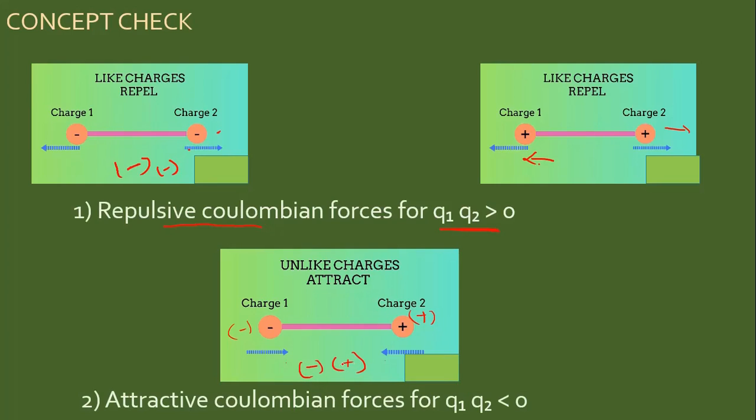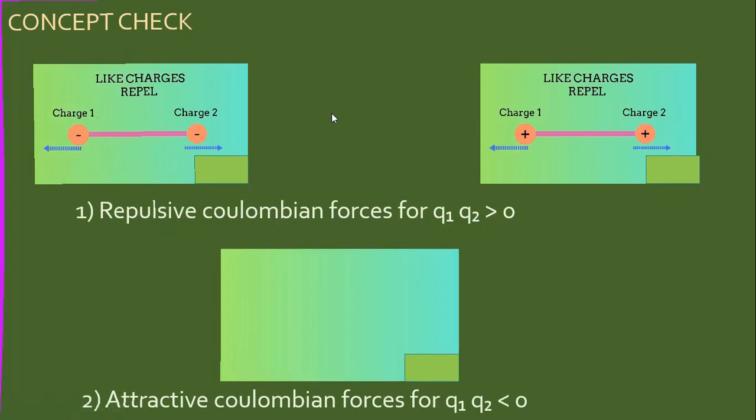So this is an important concept check related to Coulomb's law. When the Coulomb's forces are repulsive, which type of charges are we dealing with, and when the Coulombian force is attractive, which type of charges are we dealing with? So please keep this in mind.